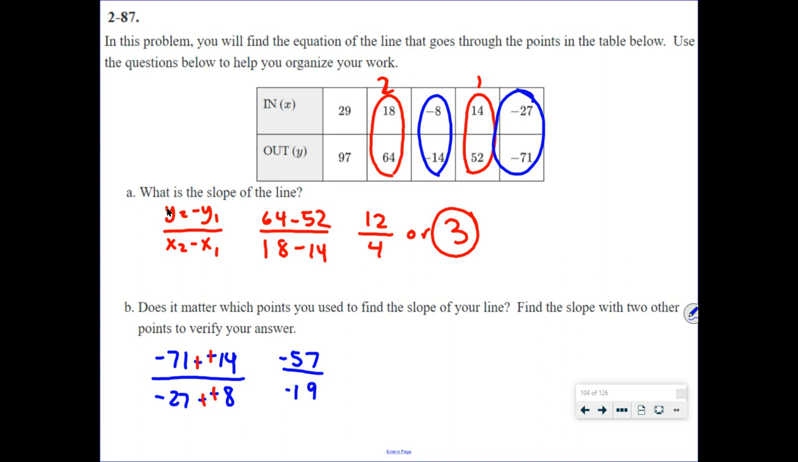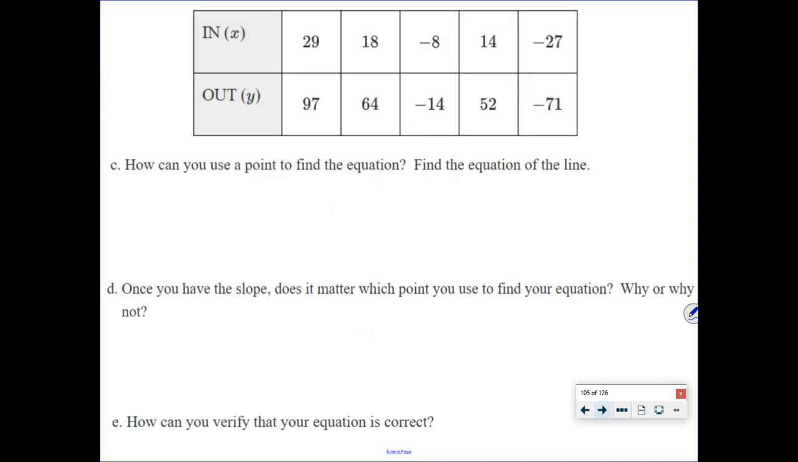And if you do negative 57 divided by negative 19, guess what you get? 3. So no matter what points you pick, you should have gotten that same slope, proper slope. Good? All right, move on to the next part.